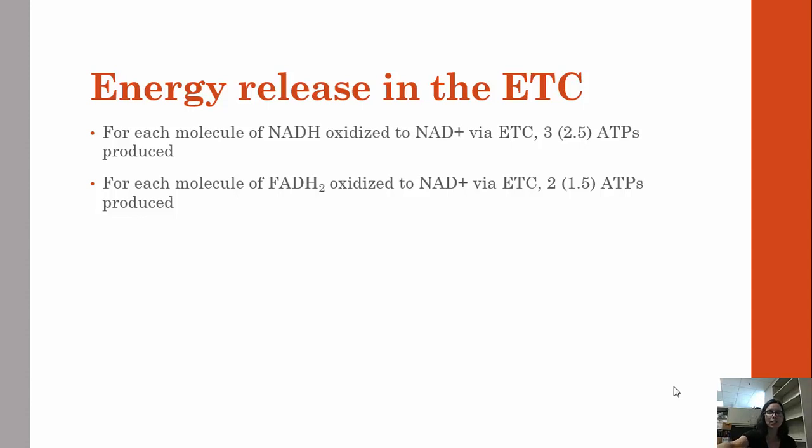Now I have the 2.5 and 1.5 in parentheses. Those are the more exact values when we consider the investment of energy that we needed to get the electron to the electron transport chain through the TCA cycle, but probably in your book they'll usually refer to it as 3 and 2 ATPs, respectively.